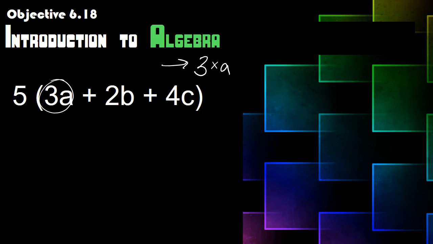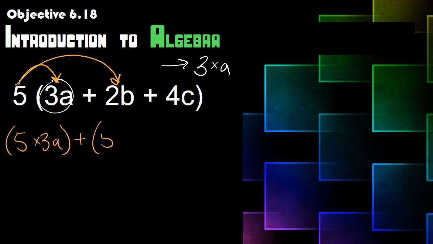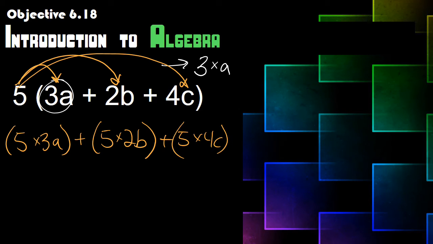Just like we did with numbers, let's distribute the 5 into each one of these in the parentheses. So we have our first parenthesis here, we have 5 times 3a. Bring down our operation sign. Now we have 5 times 2b. Bring down our operation sign, and now we have 5 times 4c. So let's now solve for what's in each one of these parentheses here.